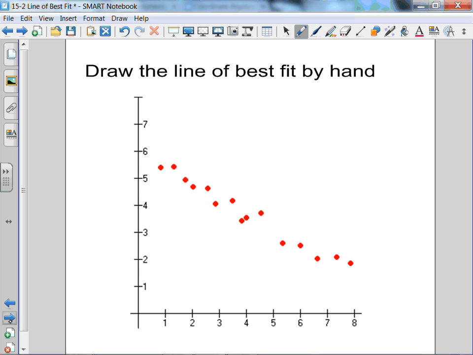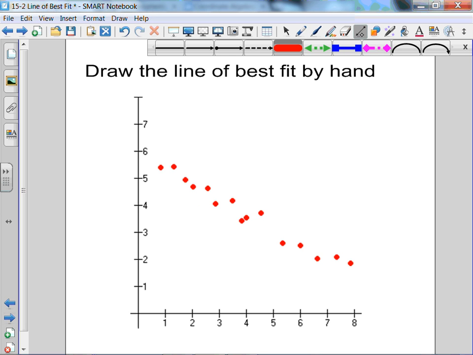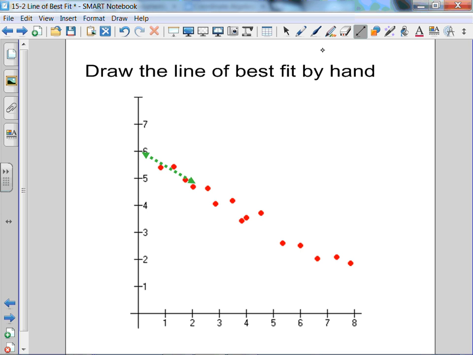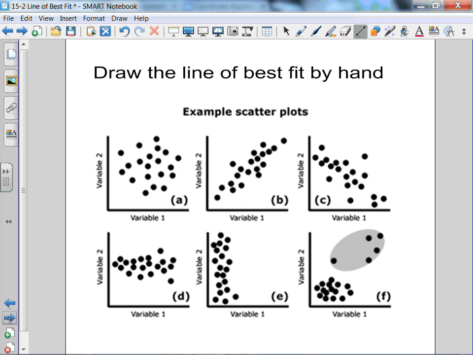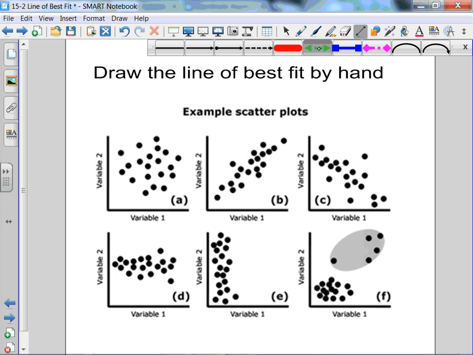Here's a couple more quickly. Let's do a line of best fit for these. Here's a line of best fit. This line of best fit would go something like that. Obviously, that's a pretty good line of best fit considering those red dots are pretty close together to begin with. Here's another. Here are six examples. Quickly, we can draw a line of best fit for each one of these.